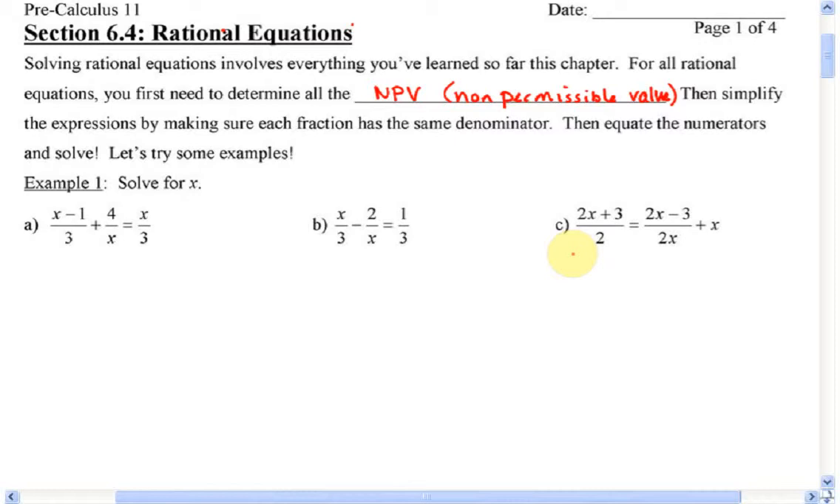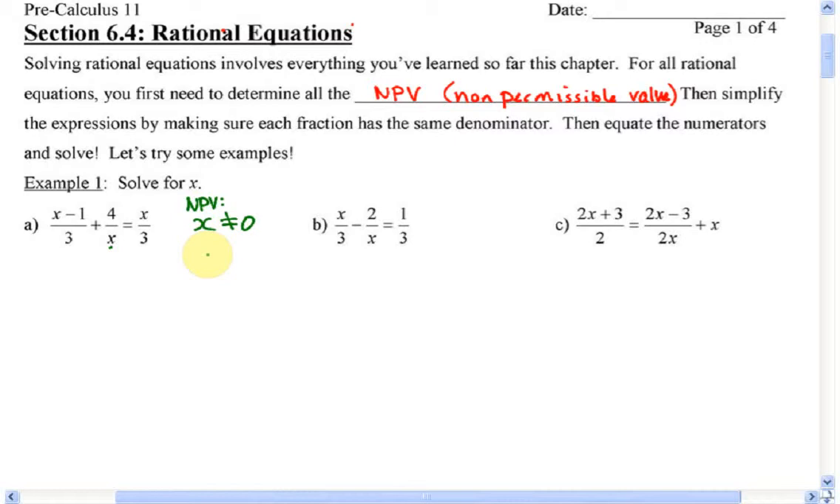Let's take a look at example number 1. 1A. Somebody help me out. What's the NPV for this question? Yeah, notice you're looking at the denominator, and in this case there's only one variable. It's x, and of course x can't be 0. Okay, write that down.